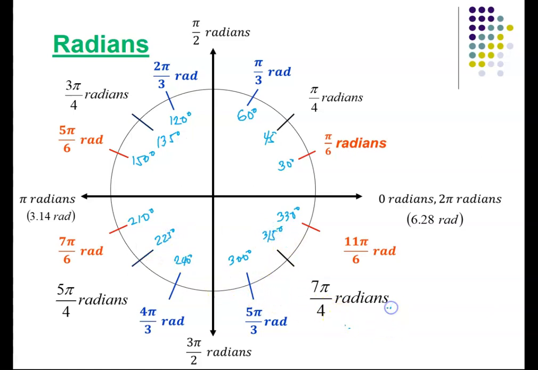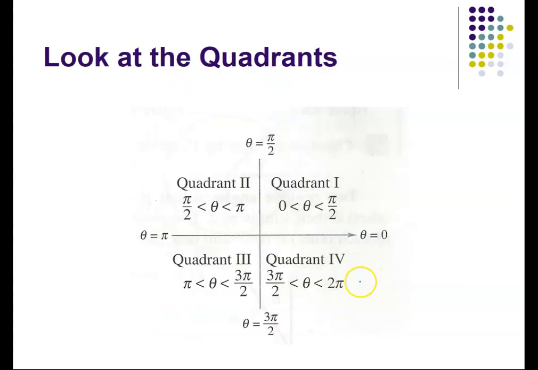So the first quadrant is 0 to pi over 2. Second quadrant, pi over 2 to pi. Third quadrant, we have pi to 3 pi over 2, and then 3 pi over 2 to 2 pi for the fourth quadrant.